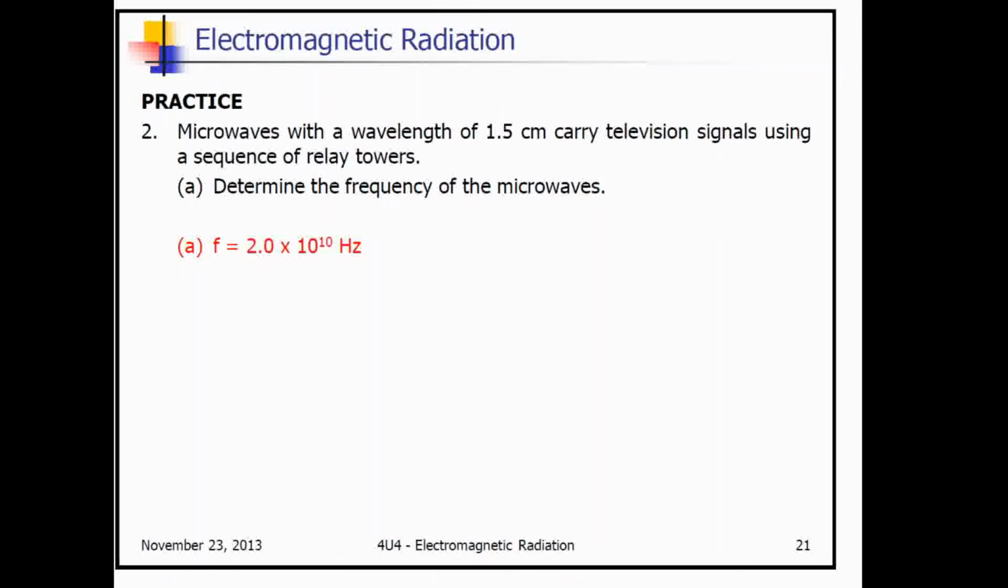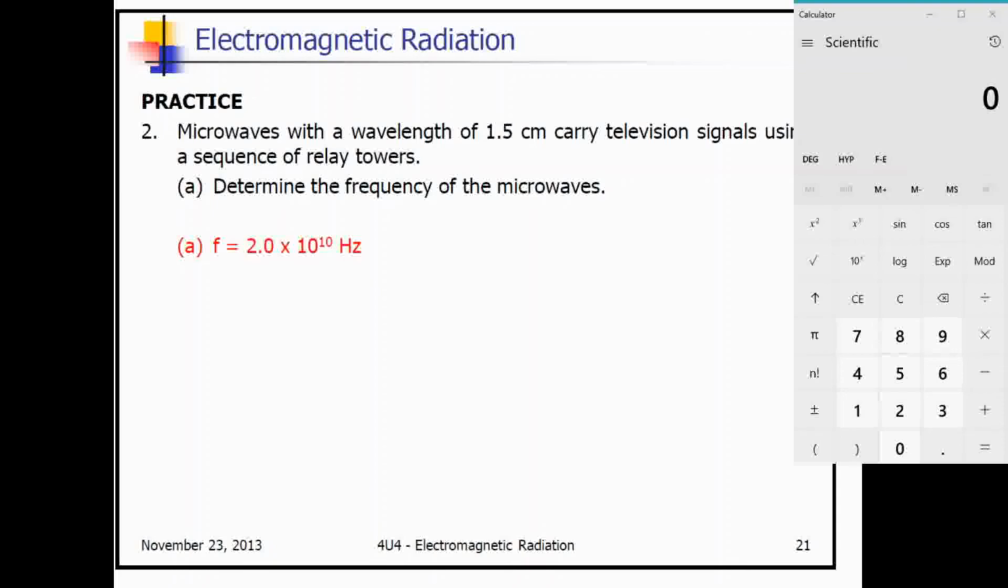This question here says, microwaves with a wavelength of 1.5 centimeters carry television signals using a sequence of relay towers, and we're asked to determine the frequency. We have to use the universal wave equation with C as our V. So C is 3.00 times 10 to the power of 8, divided by 0.015 meters, which is 1.5 centimeters. That will give us our frequency, which is 2 times 10 to the power of 10 hertz.